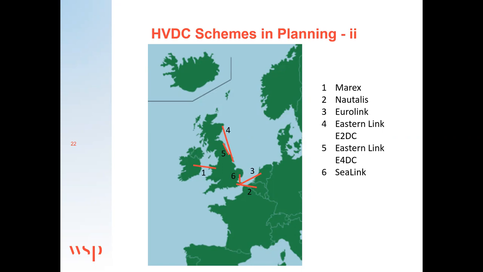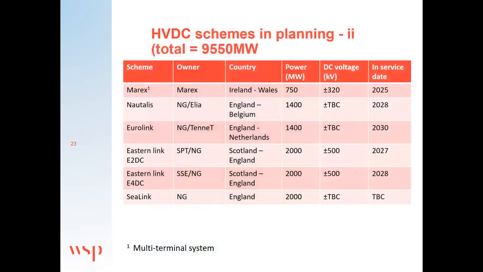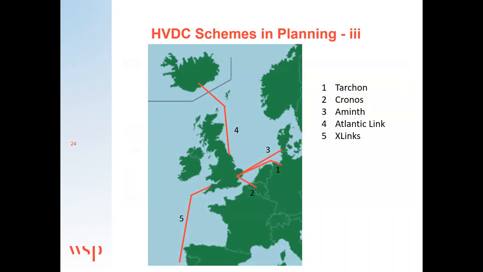And a new scheme that's being discussed by National Grid, the Sea Link project, to come across the Thames estuary to link Suffolk to Kent. And again, 9.6 gigawatts in planning. And more in planning. Three more schemes linking Belgium, Denmark and Germany.